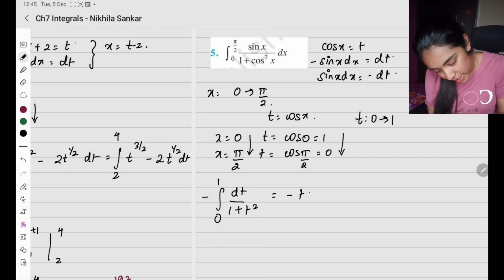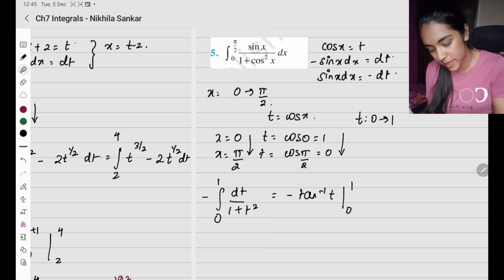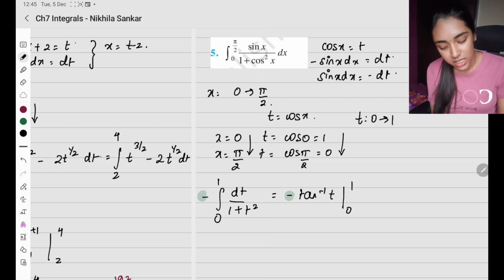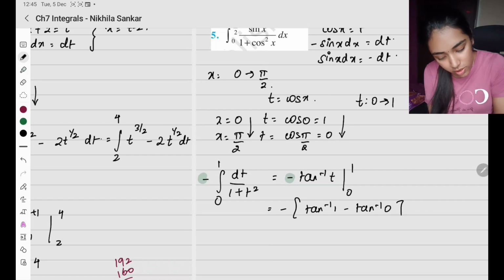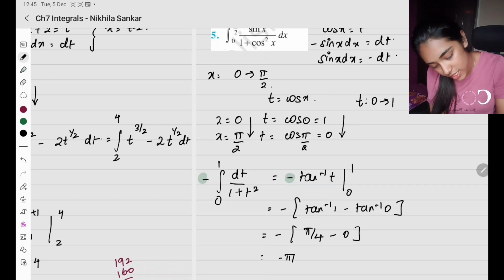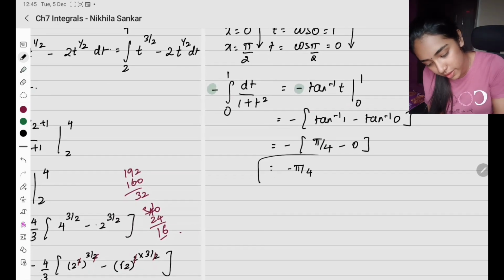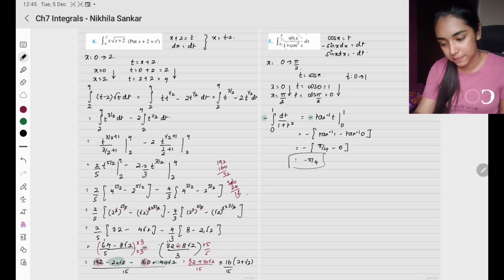So this is nothing but minus tan inverse of t from 0 to 1. Okay, understood? This minus is basically this. And dt divided by 1 plus t square integral is going to be tan inverse of t. When I substitute the values, taking minus common, I have tan inverse 1 minus tan inverse of 0. So minus tan inverse of 1 is going to be pi by 4, minus tan inverse of 0 is going to be 0. So my final answer is going to be minus pi divided by 4. Okay, please copy. Quite simple questions.